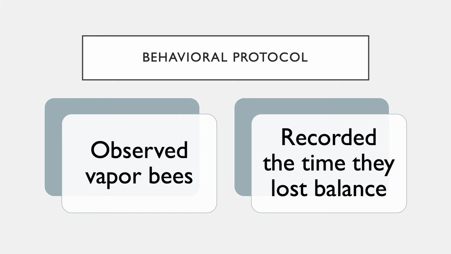In addition to the ethanol hemolymph that was collected later on, which I'll be talking about in the next slide, we also looked at the behavior of the vapor bees specifically. The reason we did this was because the vapor bees were not harnessed, while the harnessed bees, we would have had to unharness them in order to look at their behavior. And due to this, we only observed the vapor bees. And then we recorded, while they're being exposed, the time that they lost balance.